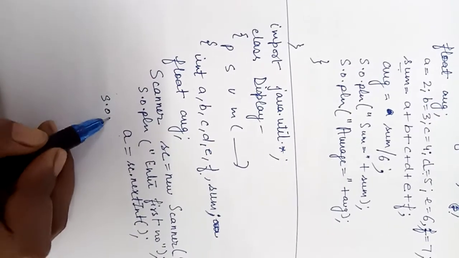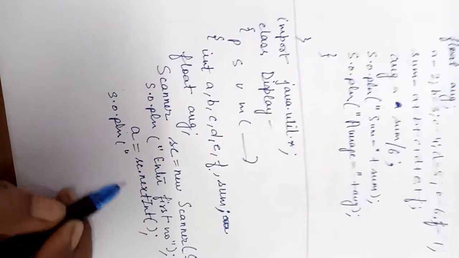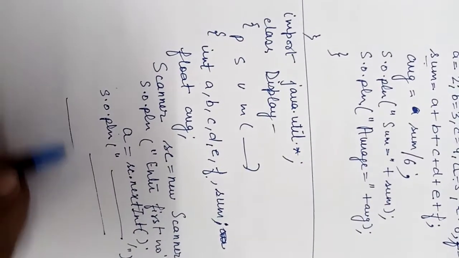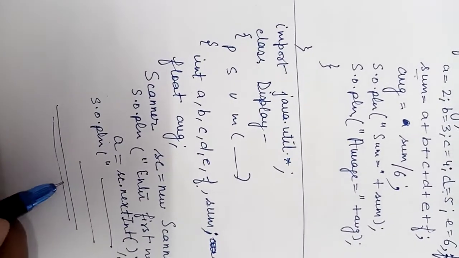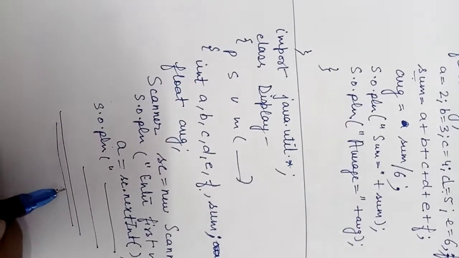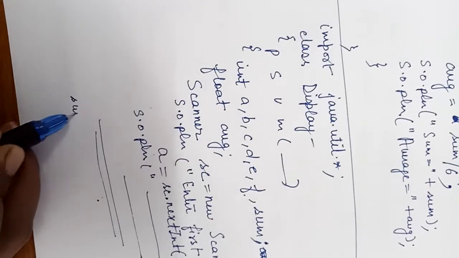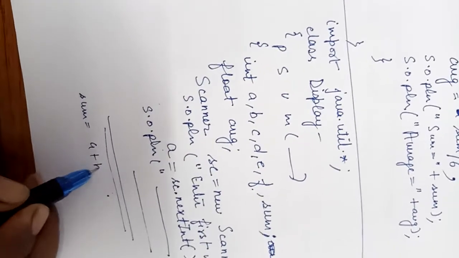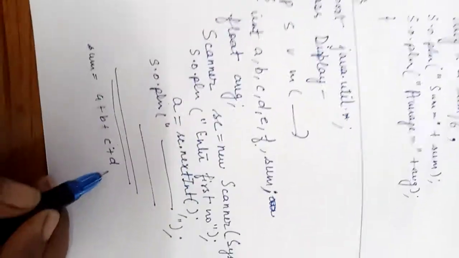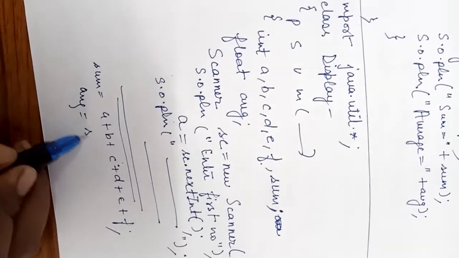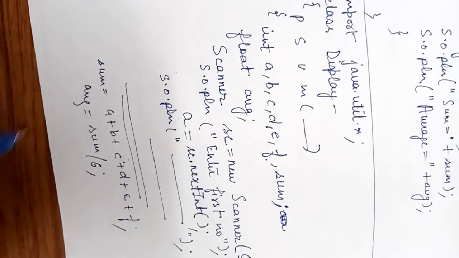Now ask for the second number, enter second number, read that, then third, fourth. Like this you will be asking 6 values from the user. After that you will write the same statement, sum equals A plus B plus C plus D plus E plus F, and average equals sum upon 6.